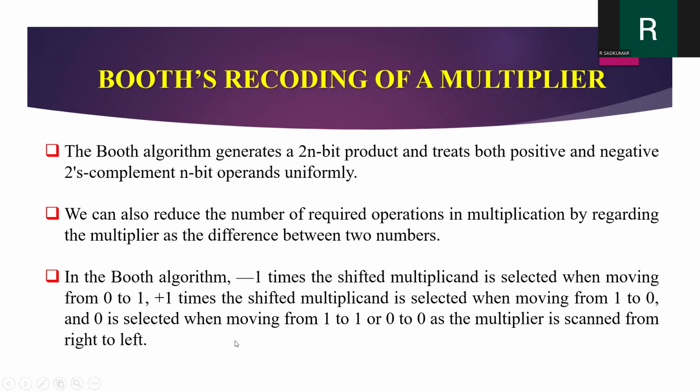In the third step, minus 1 times the shifted multiplicand is selected when moving from 0 to 1. Plus 1 times the shifted multiplicand is selected when moving from 1 to 0. And 0 is selected from 1 to 1 or 0 to 0. I will give an example.